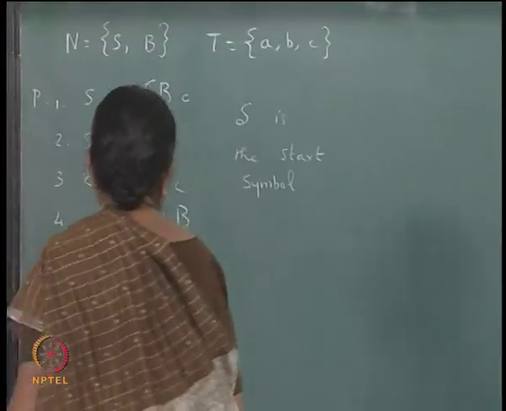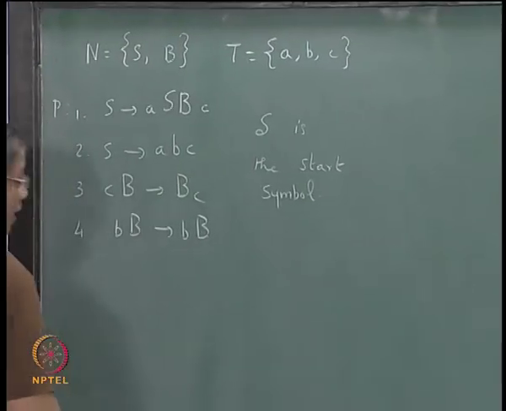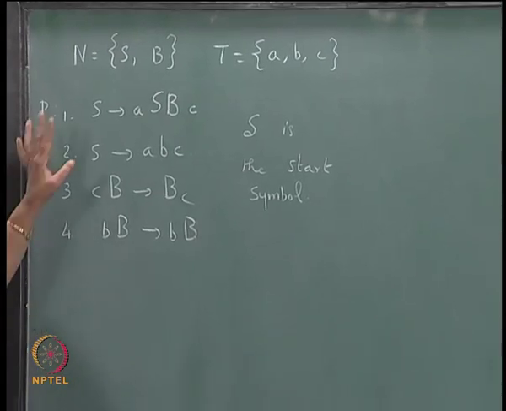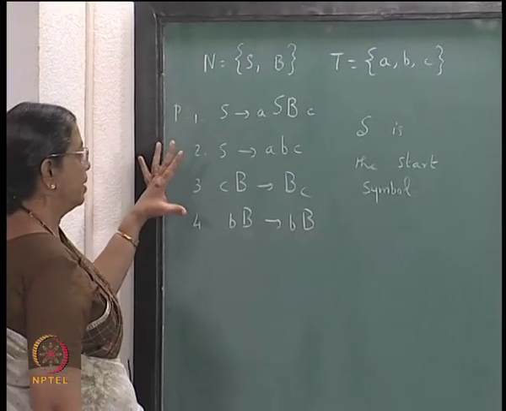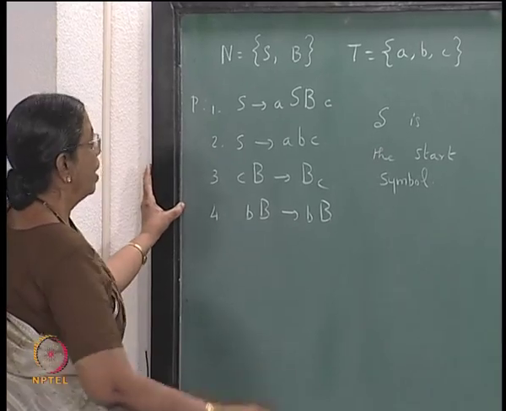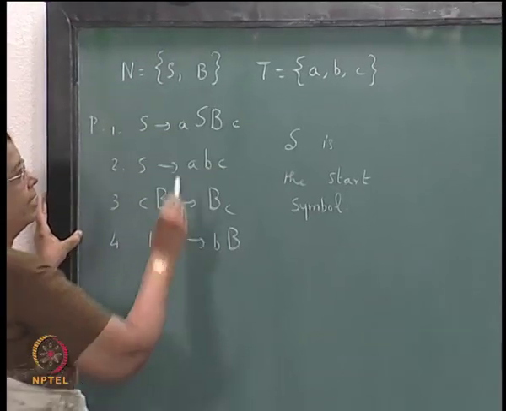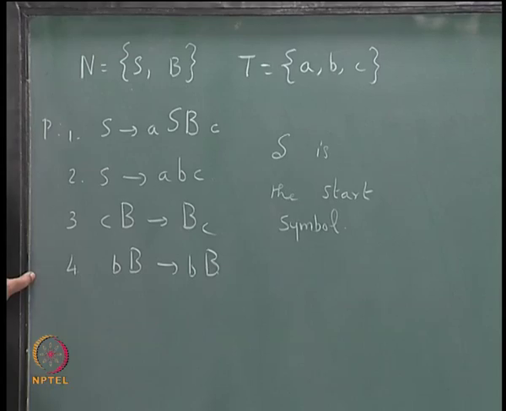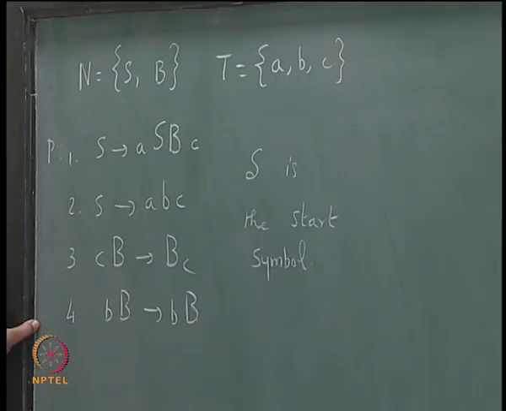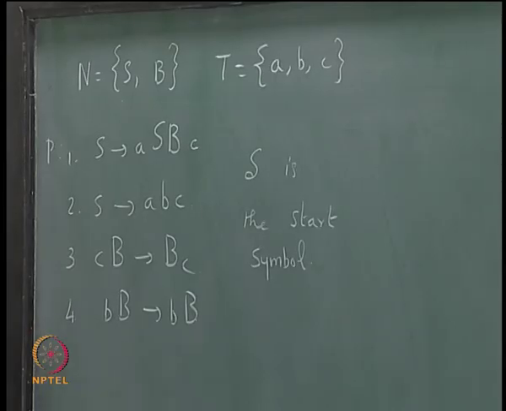In the last lecture we considered some examples of context free grammars, the grammars and the language generated by them. Today we shall consider some more examples. The first example we consider is this. There are two non-terminals S and B and three terminal symbols a, b and c, and there are four rules.